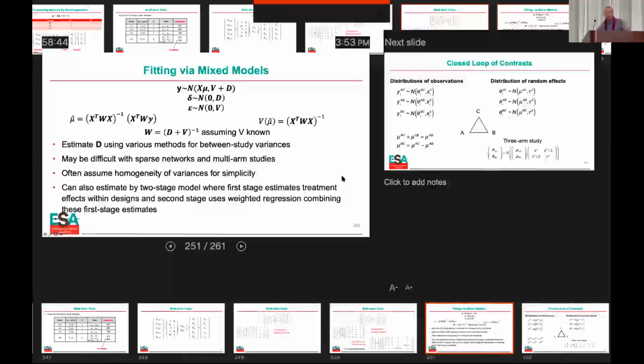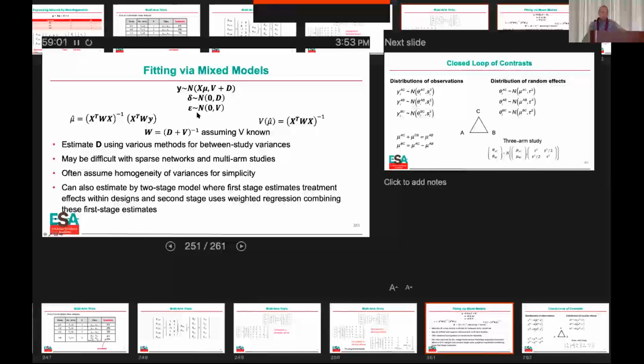And so again, this is just a standard mixed model analysis where we say that Y is equal to a design matrix times some fixed parameters mu, and then there's some random parameters delta, and we have 2 components of variance, within and between, and we can just do the mixed model analysis here and estimate all these parameters.